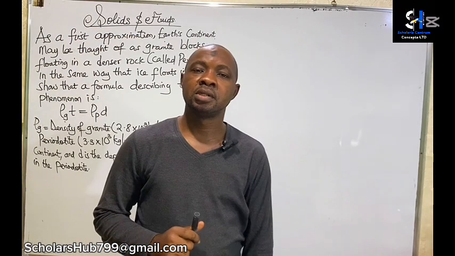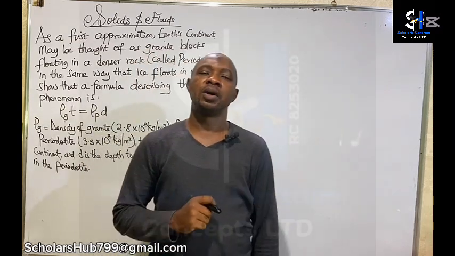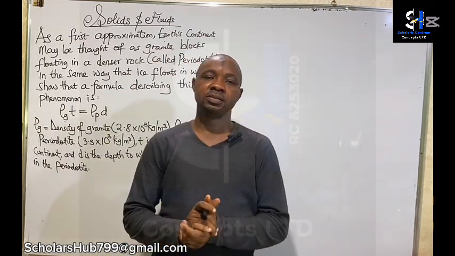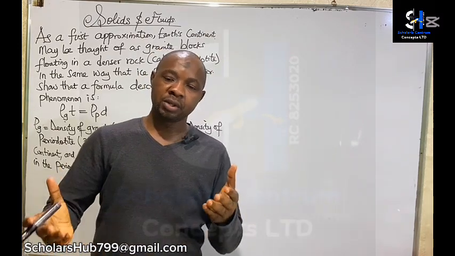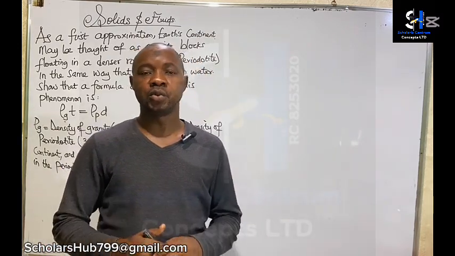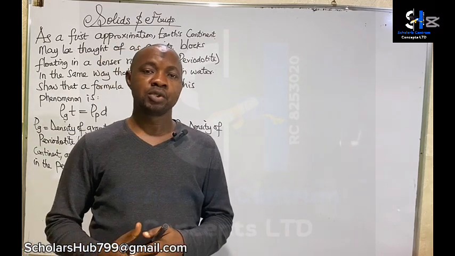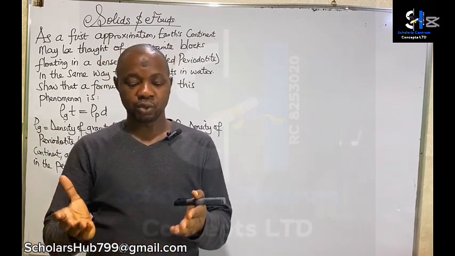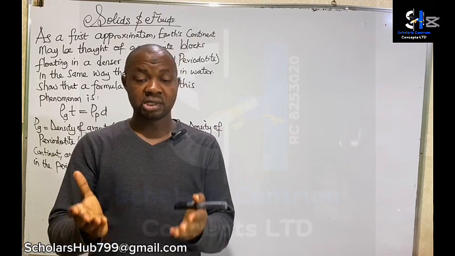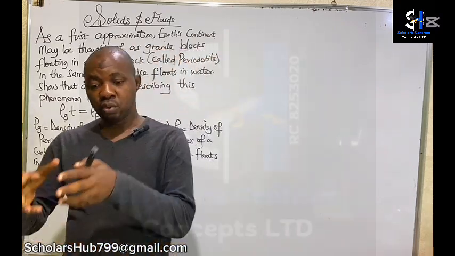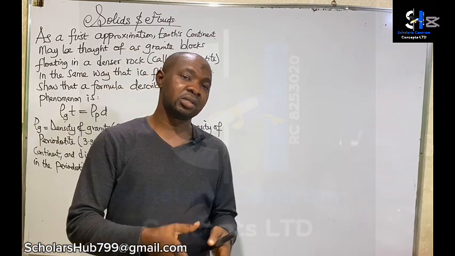Hello viewers. In this tutorial we have a question that has to do with density. That's when we talk about aluminium being lighter than lead. We know that lead is heavier than aluminium. So when we can tell that there's a difference between the two materials, we can say that one material is denser than the other.